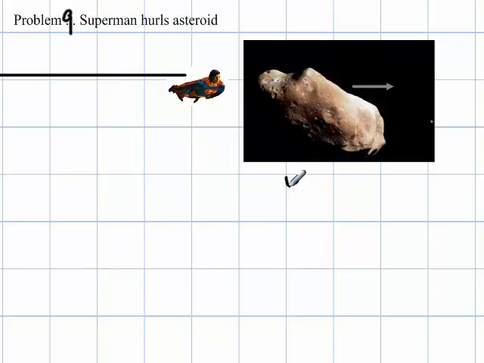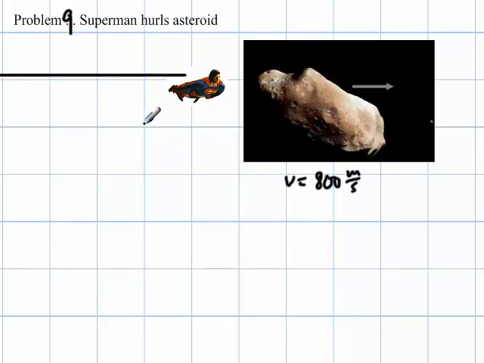Well, the velocity of the asteroid is going to be 800 meters per second, as fast as a bullet. The asteroid has a mass 1,000 times more than Superman's. They don't give us the individual masses, just like before. Apparently, it doesn't matter as long as we have the ratio. So as long as the ratio stays the same, the answer is going to stay the same.